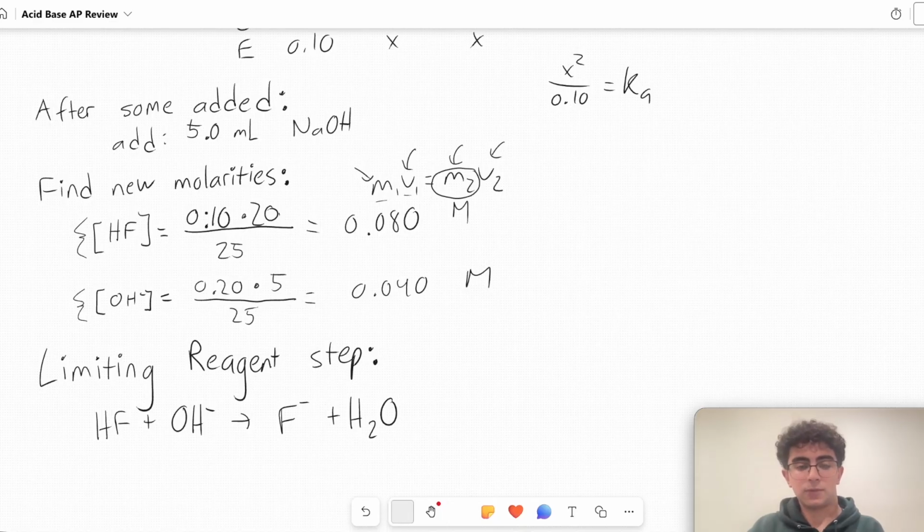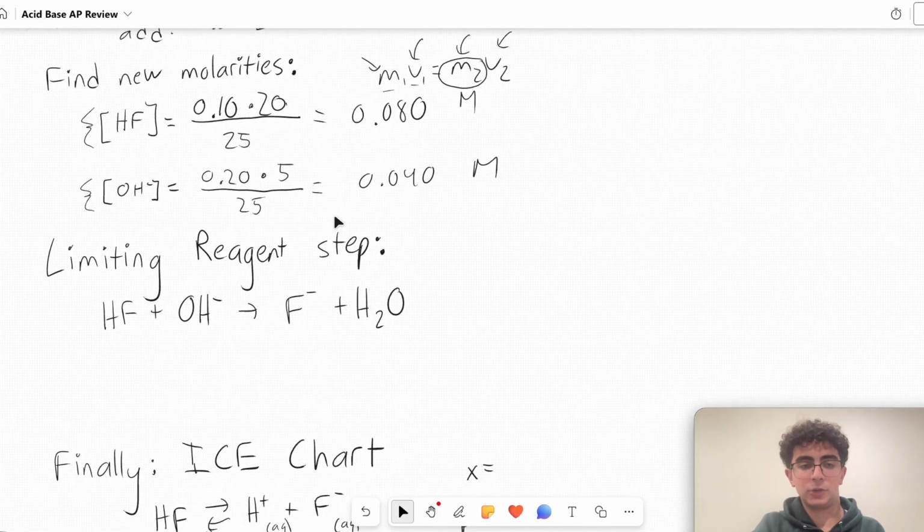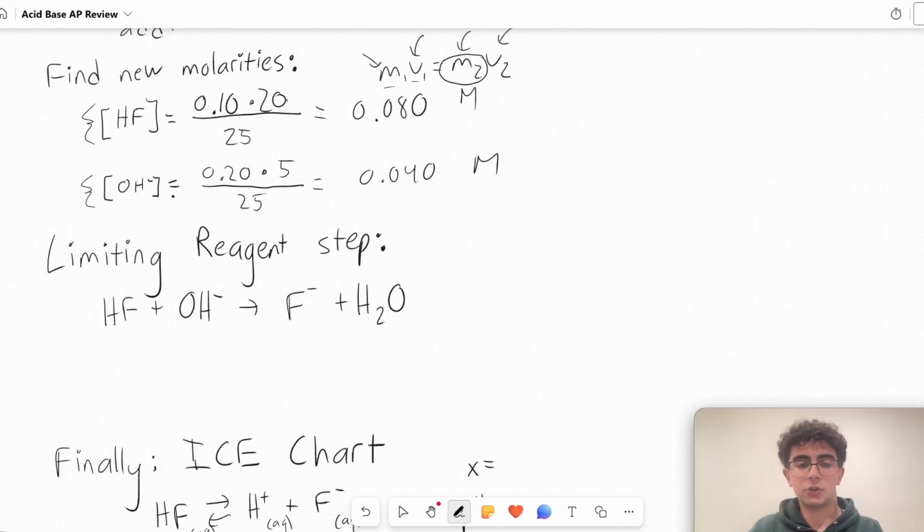So that's your first step. You're going to find your new molarities. The second step is called the limiting reagent step. So you have a bunch of OH minus sitting around in solution. That's immediately going to get consumed by this acid. This acid's going to see the strong base and react with it right away.